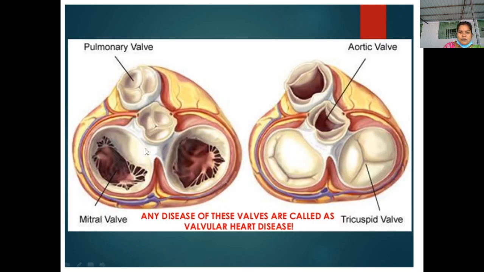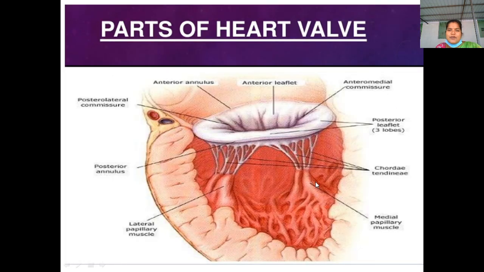So these are the valves. These are the pulmonary valve and the aortic valve, this is the tricuspid valve, and this is the mitral valve. When opened, it looks like this; when closed, it looks like this. Remember this one. These are the pulmonary, aortic, tricuspid and mitral valves. Now the parts of the heart valve.